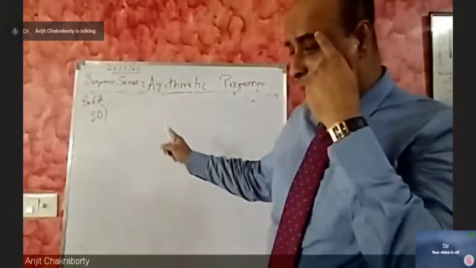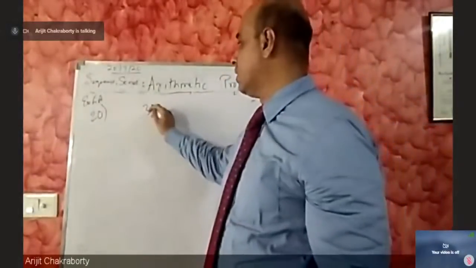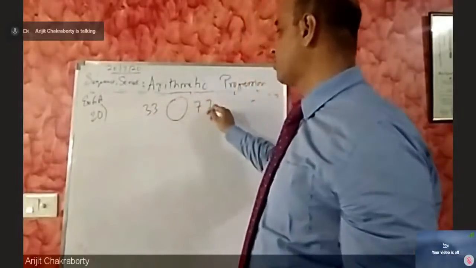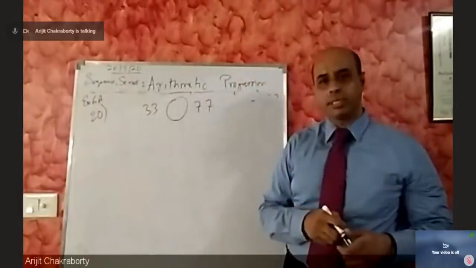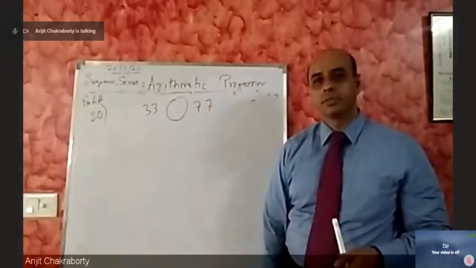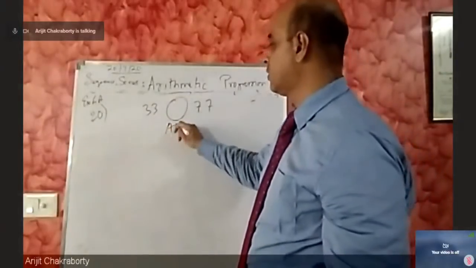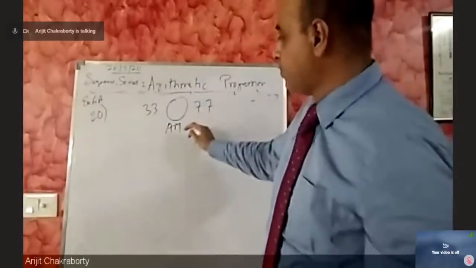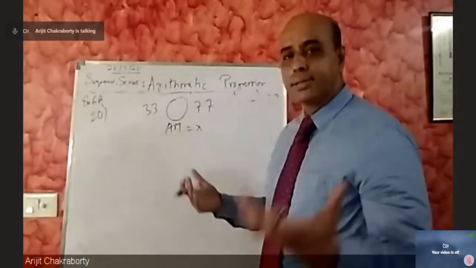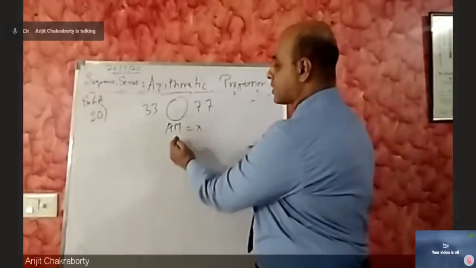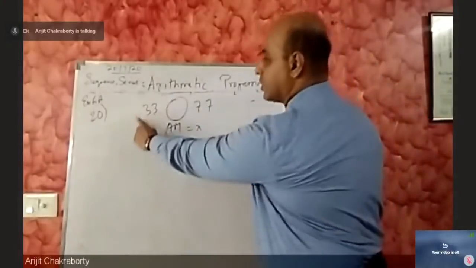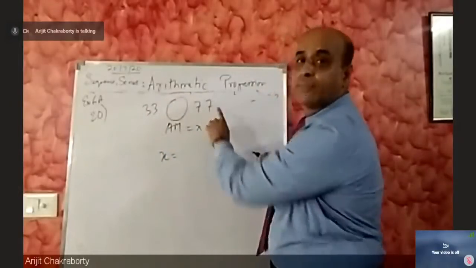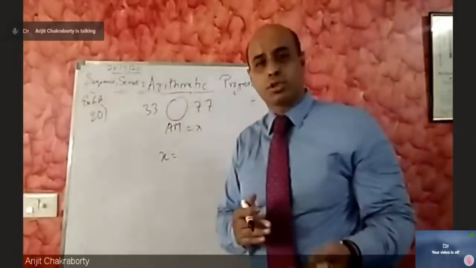The arithmetic mean between 33 and 77. What is the arithmetic mean between 33 and 77? Too easy. So, let it be x. So, the formula is what? X will be equal to 33 plus 77 divided by 2 because mean means average.